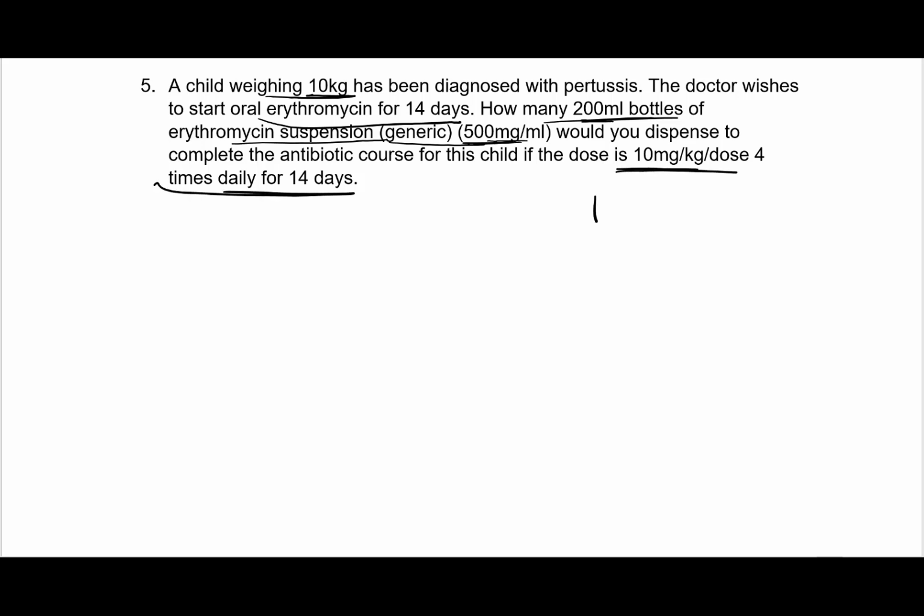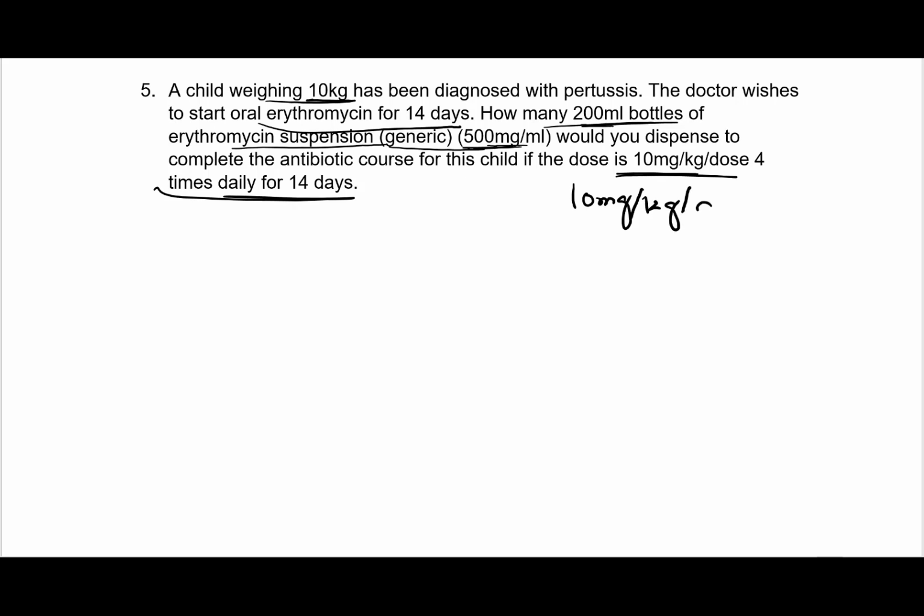So it's 10 milligram per kg per dose. So let's multiply that for the weight first. So that's 10 multiplied by 10 kg because the weight of the patient is 10 kg. So that will be 100 milligrams of the dose, 100 milligram per dose. But we have to give it 100 milligram 4 times a day. So that means it will be 400 milligrams per day the patient will be receiving.